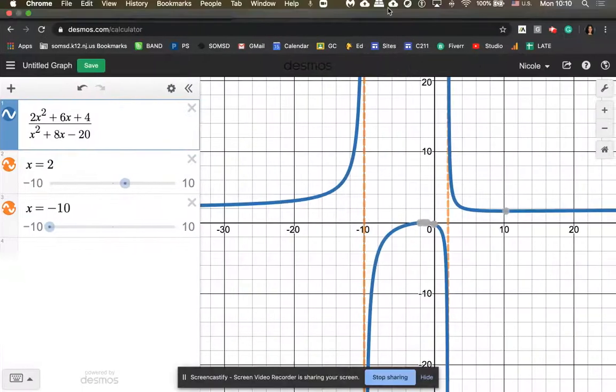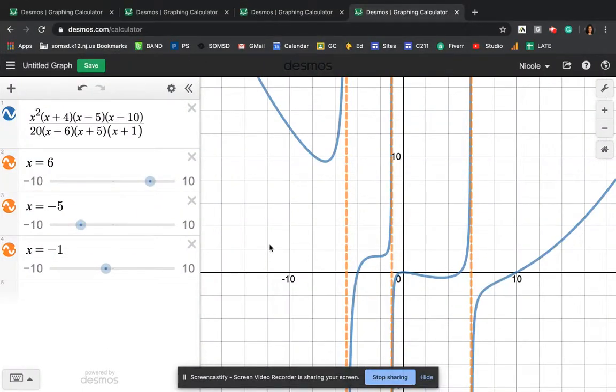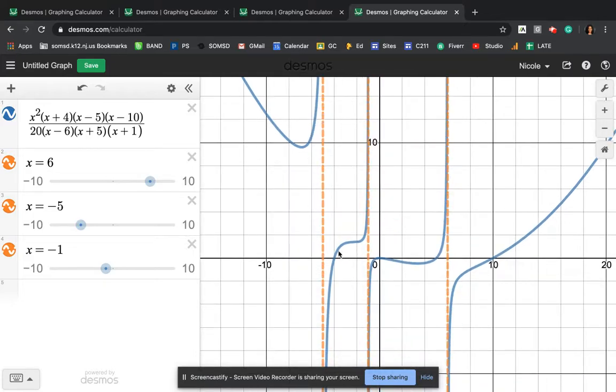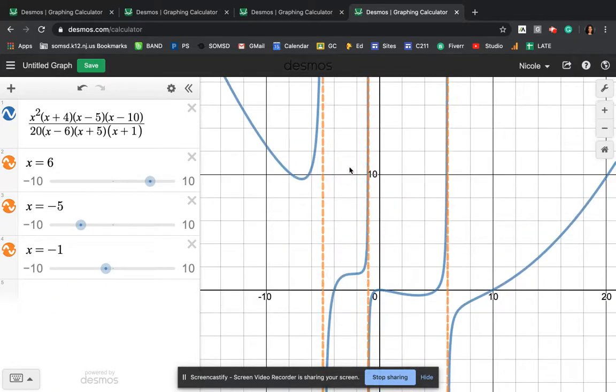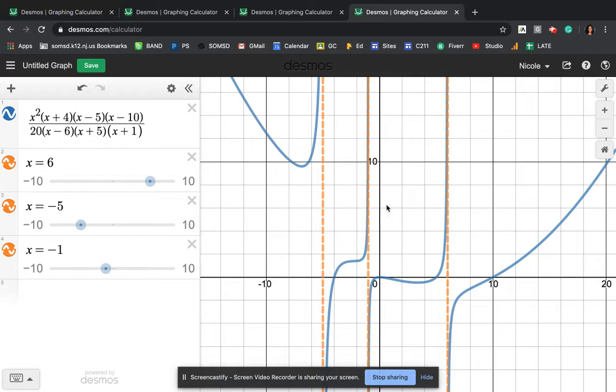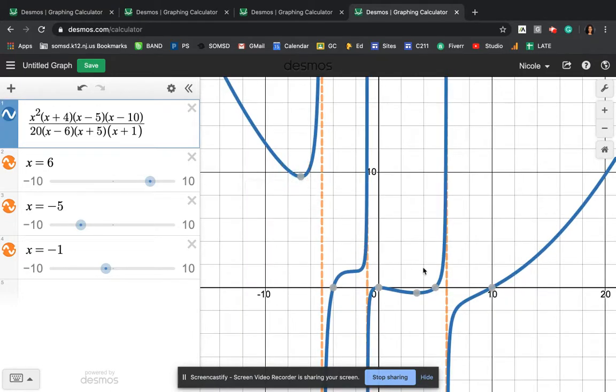So let's look at it on Desmos. I told you it's going to start looking funky. Here it is. So I already put in 6, negative 5, and negative 1. Those are our asymptotes. But look, 1 section, 2 section, 3 section, 4 section. 4 different sections of this graph.